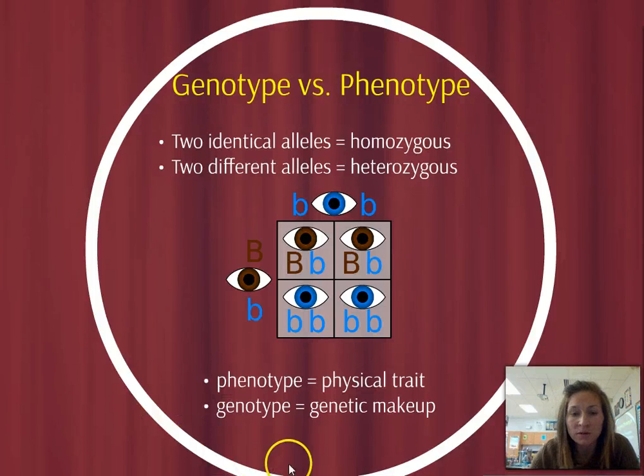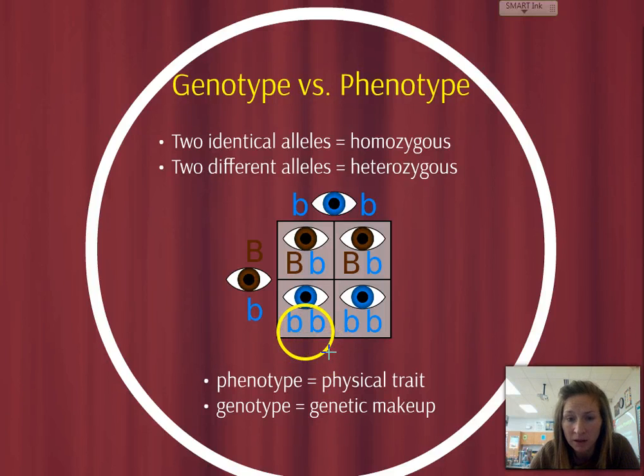All right, and a phenotype then is your physical trait. Okay, so having blue eyes or seeing the blue eyes physically. The genotype, or the genetic makeup, would be the letters that we've been using to represent those characteristics. So like little b is the genetic makeup, or the genotype, for blue eyes.